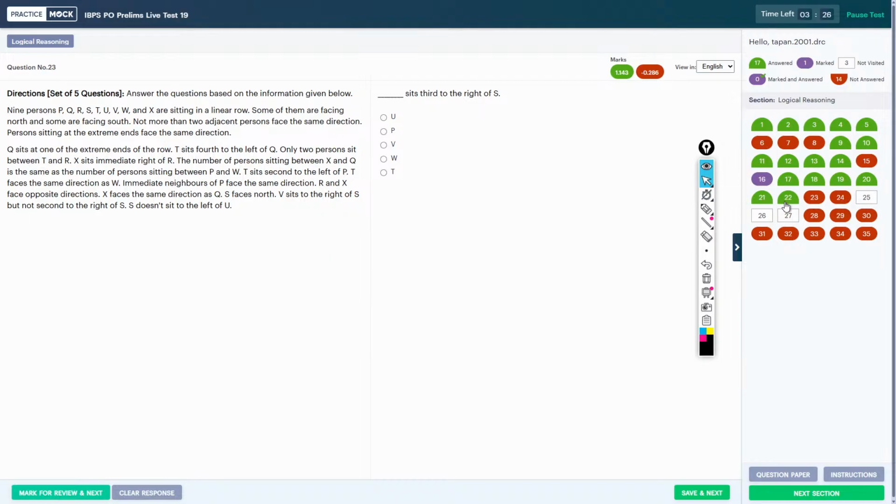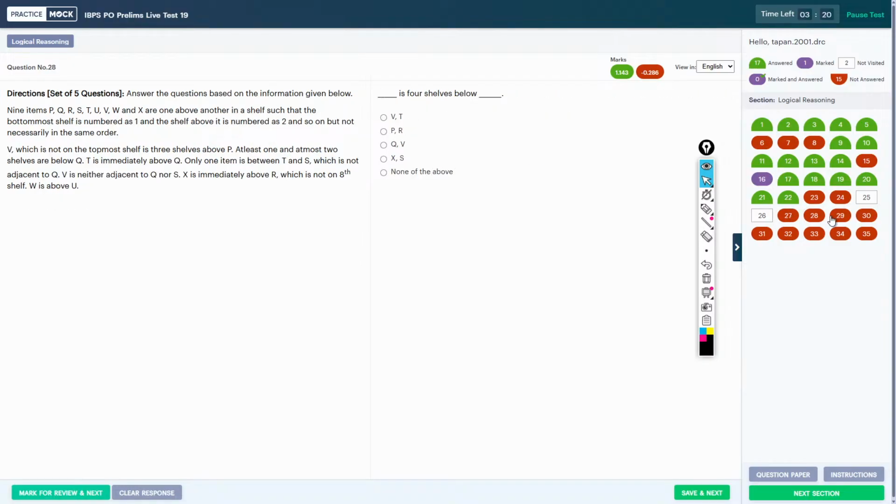Arrangement, two linear rows. Okay, this was doable. Not anymore, I guess. Okay, I will try this one. V, which is not a topmost shelf, is 3 floors above P. V 1, 2, 3, P. At least 1 and at most 2 shelves are below Q. Okay, P is immediately above Q, at most 1, 2. T is immediately above Q, only one item is between T and S.